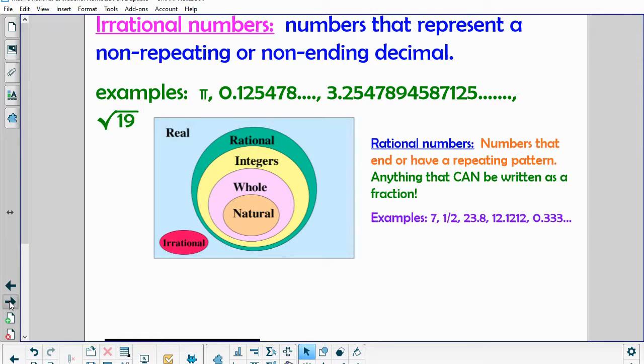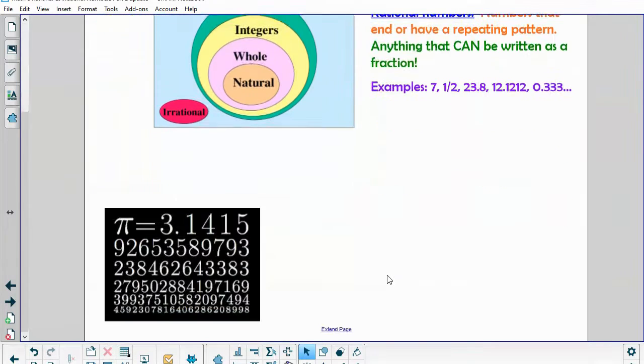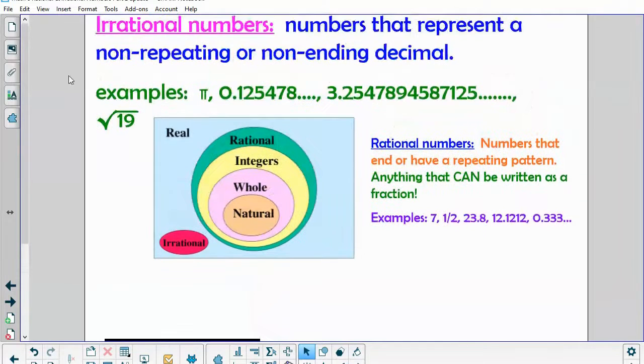All right, then we mentioned that there are also some numbers called irrational numbers that represent a non-repeating and a non-ending decimal. These are strange numbers, and pi is a classic example of that. So here's what the first few digits of pi look like. But pi actually goes on forever, as far as we know, never terminating and never repeating. And so you can find all kinds of numbers lined up somewhere in that string of digits of pi.